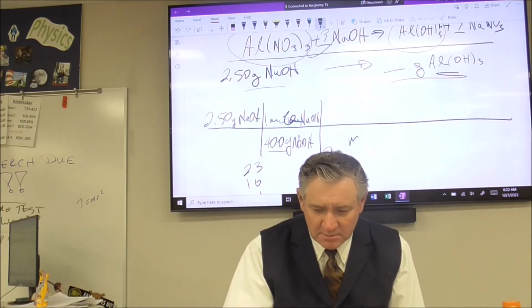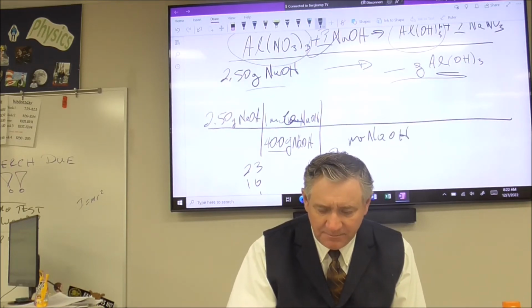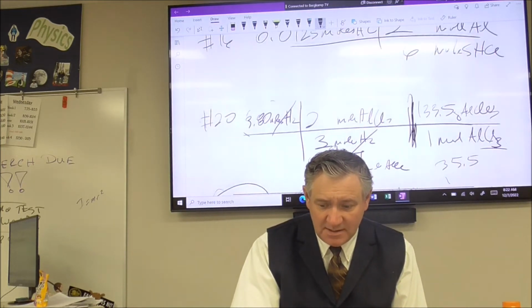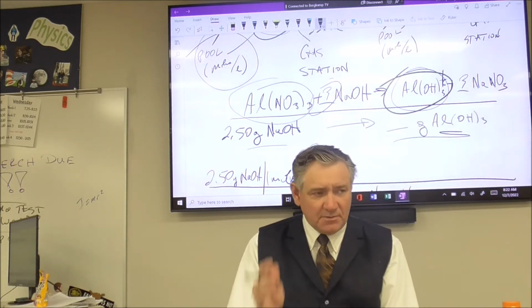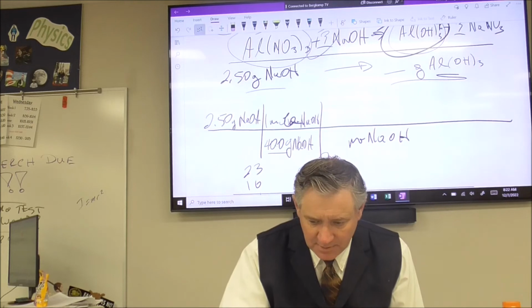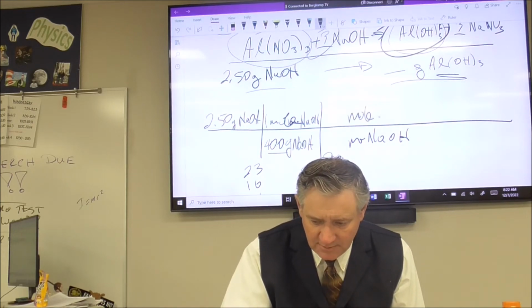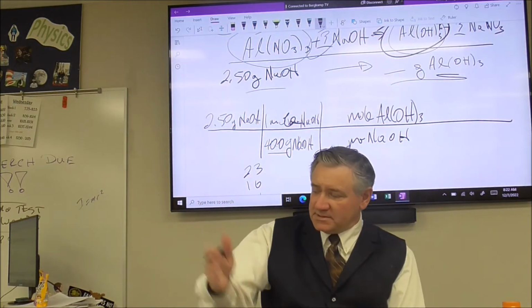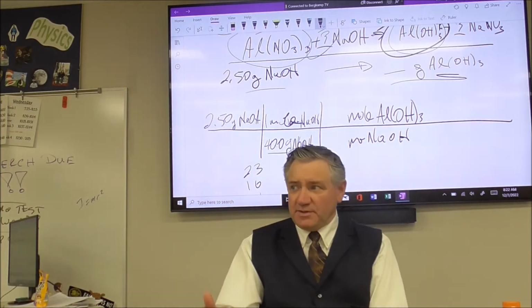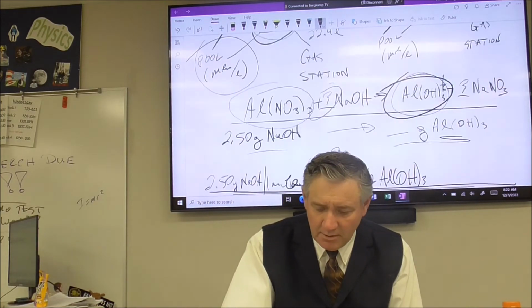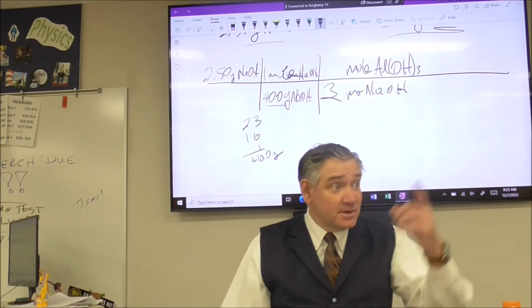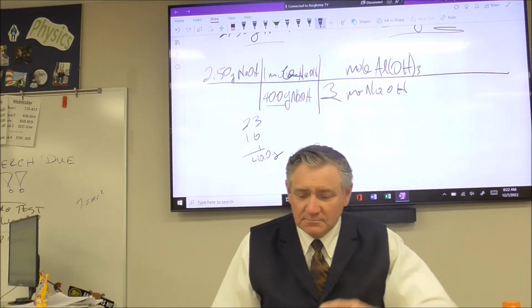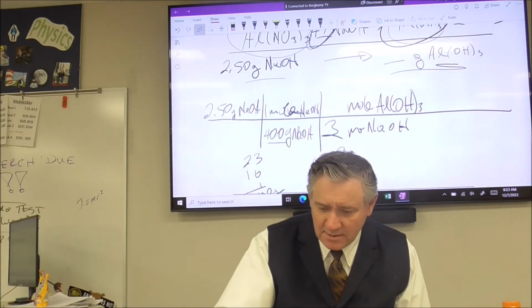So I'm going to put moles of sodium hydroxide down here, and I'm asked to find how many grams of my precipitate I can produce. So I'm going to put moles of aluminum hydroxide up here. Now we need to look at the equation, and we do. So now I'm going to use the 3 for the sodium hydroxide, and in front of the aluminum hydroxide, there's a 1.